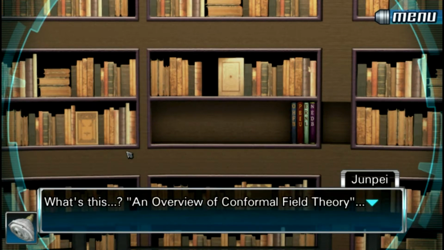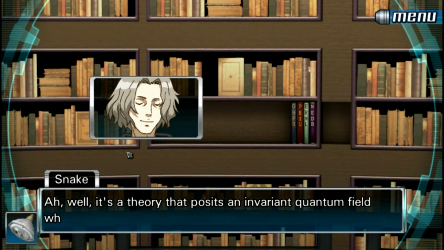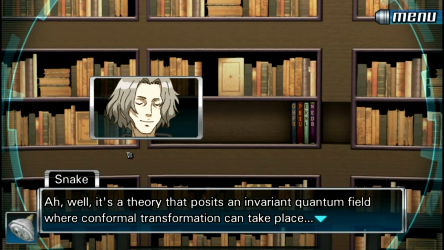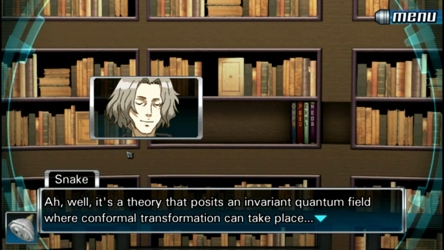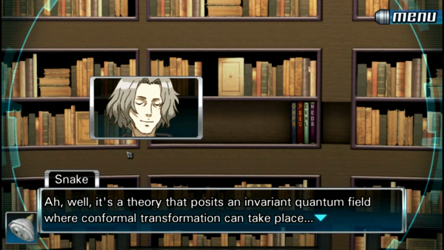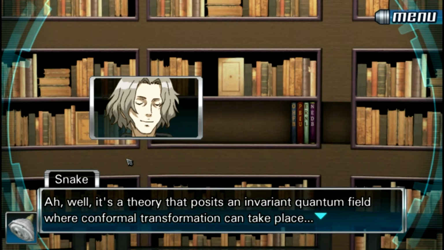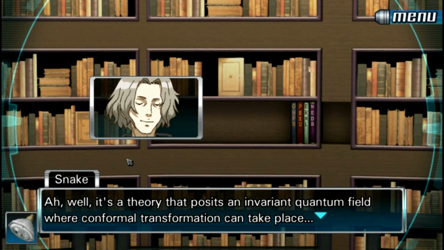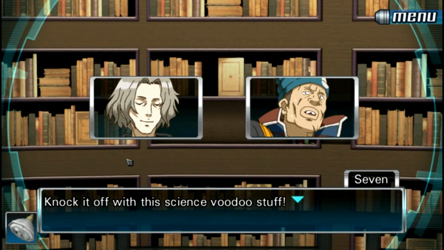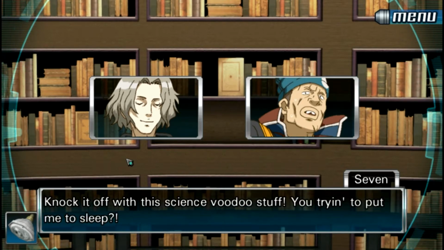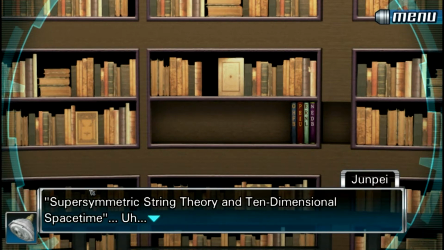What's this? An Overview of Conformal Field Theory. Well, it's a theory that posits an invariant quantum field where conformal transformation can take place. Invariant quantum field. Conformal transformation can take place. Well, here's the thing. I don't know. Knock it off with this science voodoo stuff. You're trying to put me to sleep? I guess that's one way of putting Seven to sleep.